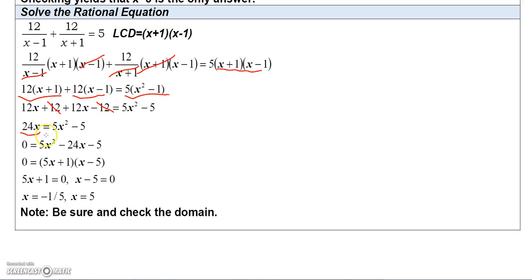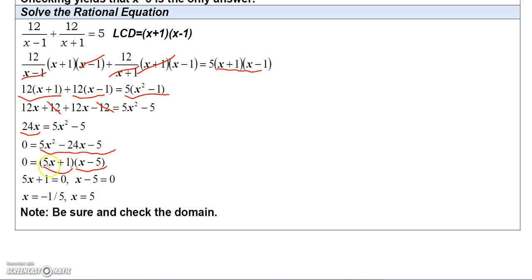Well, let's move the 24x to the other side. Let's move it over here to the right. And when you move the 24x to the right, you're going to get 5x squared minus 24x minus 5. And then we can factor that into 5x plus 1 and x minus 5. So you factor it into 5x plus 1 and x minus 5.